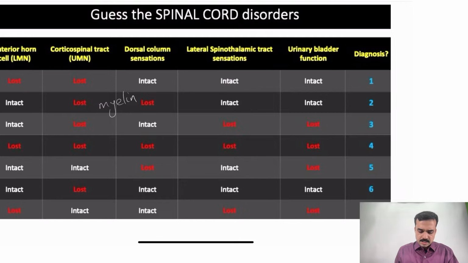Okay, next lesion, if there's a lesion that spared the anterior horn cell, affected the corticospinal tract, spared the posterior column, affected the lateral spinothalamic tract, and urinary bladder function is also lost. Okay, I'll have to apologize for a correction here. The anterior horn cell also will be lost. So what pattern you can make out is all the anterior structures are lost and the posterior structure is spared. Dorsal column is spared. Anterior structures lost, posterior structures spared.